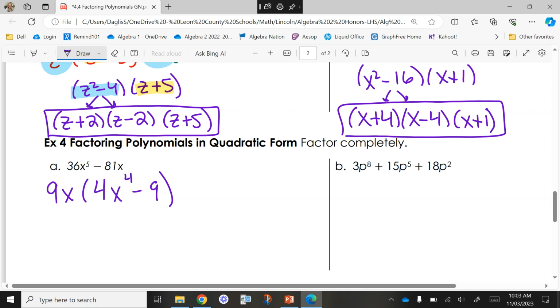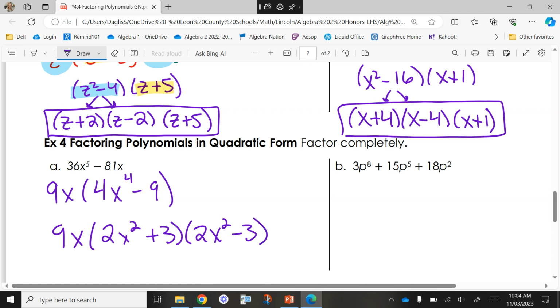Because 2 plus 2 is 4, right? 3 plus 3 is 6. 4 plus 4 is 8. Because when you multiply exponents, you add them together. So whenever you have an even exponent, that is a perfect square exponent. So to break this one apart, what would be the square root of 4x to the 4th? 2x to the 2nd. Good. And what would be the square root of 9? 3. So we're going to do 2x squared plus 3 and 2x squared minus 3.